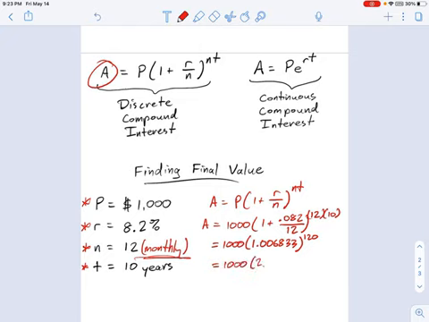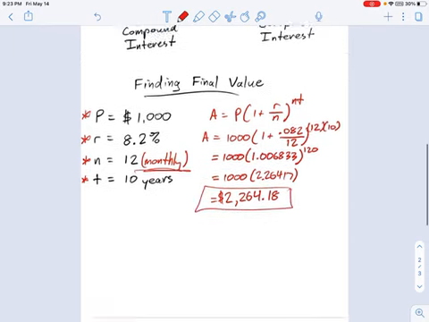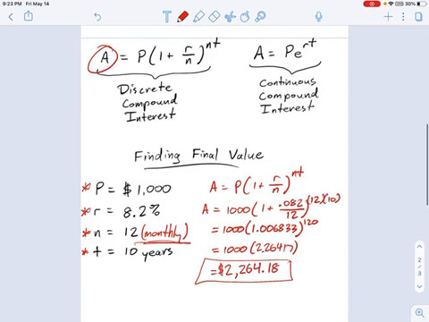1,000 times 2.26417, and so on. And then times 1,000 is your last step. So we get $2,264.18. Okay, so nice return on that investment, considering all you had to do was wait and let the market make it grow. Let's do an example now with continuous compound interest.